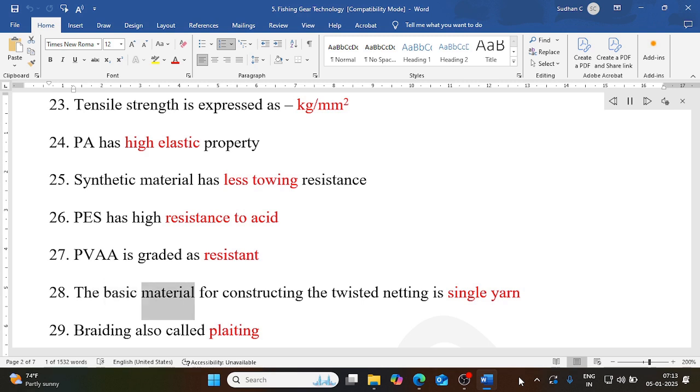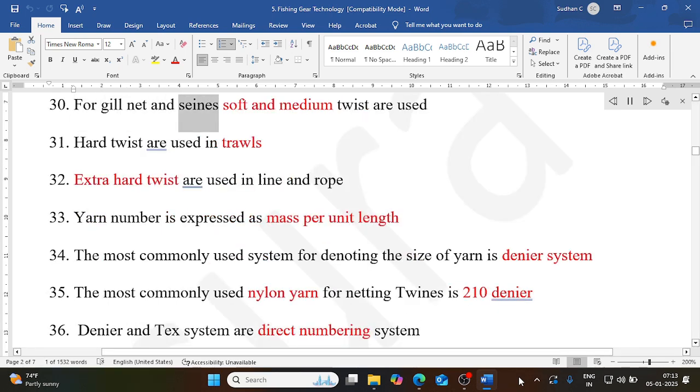The basic material for constructing twisted netting is single yarn. Braiding is also called plaiting. For gill nets, soft and medium twists are used. Hard twists are used in trawls. Extra hard twists are used in line and rope. Yarn number is expressed as mass per unit length. The most commonly used system for denoting the size of yarn is the denier system.